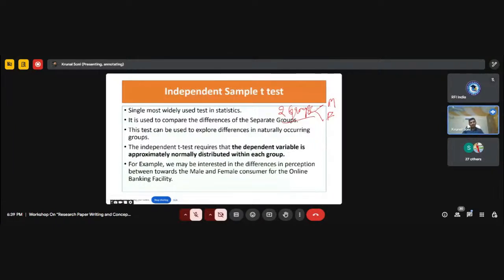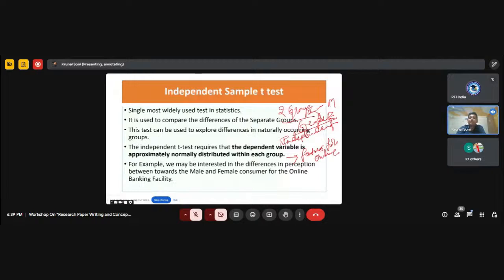So this test can be used to explore difference in naturally occurring groups. And the independent sample t-test requires that the dependent variable is approximately normally distributed. As I already mentioned, this is gender. So gender is a socio-demographic profile. Always remember that socio-demographic profiles are mostly independent variables. So can anybody tell me which one is the dependent variable? We already discussed, no, factors for online banking. Yes or no?